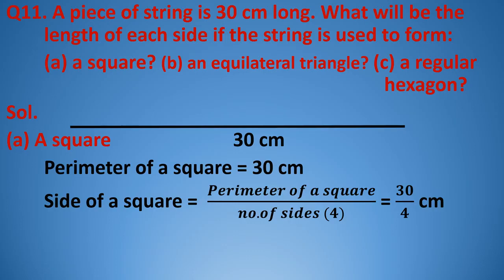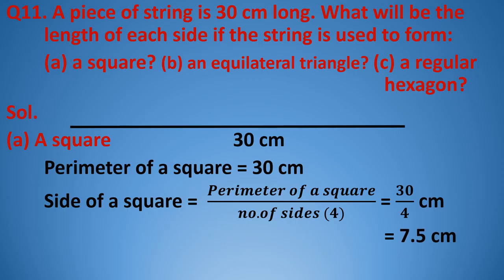And how many sides a square has? 4. So side of a square equal to perimeter divided by number of sides. Now perimeter is 30 and number of sides are 4. So 30 divided by 4 is 7.5 centimeter. This is the side of a square.